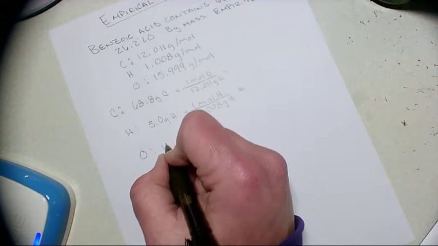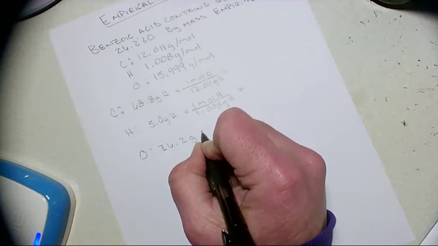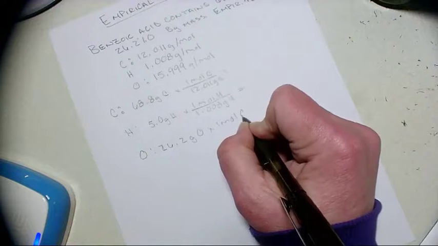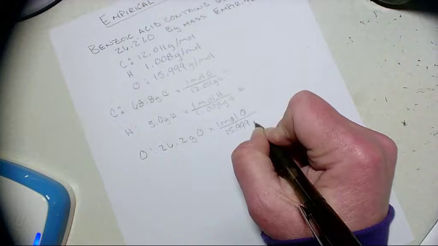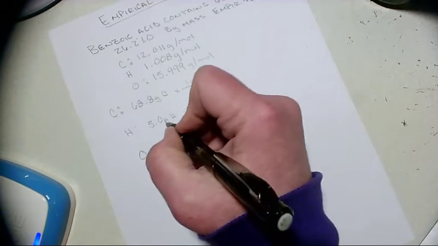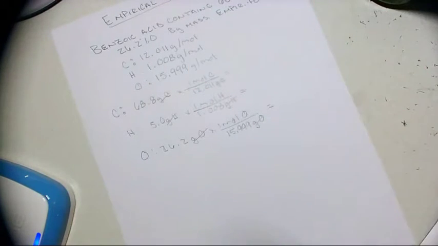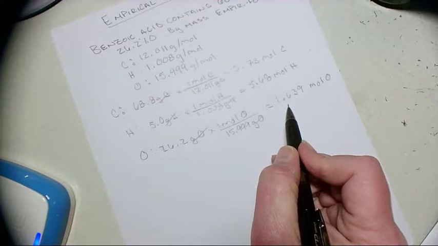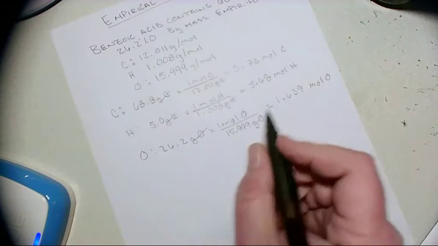And oxygen, I have 26.2 grams of oxygen times 1 mole of oxygen per 15.999 grams of oxygen. Let's check our units out. Cancels, beautiful. So now let's button push and see what we get. Then after some button pushing, I see that my smallest is going to be the moles of oxygen. So I'm going to divide everybody by the 1.639.